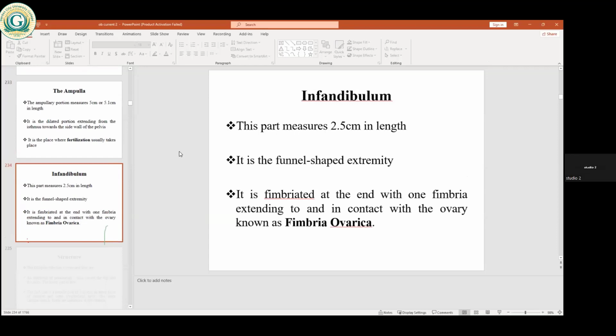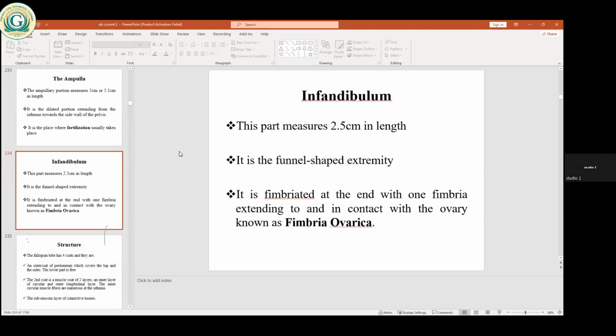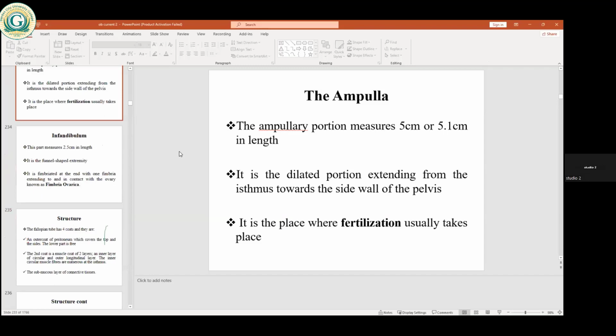And then finally we have finger-like structures. We call them infundibulum. It is 2.5 in length, the funnel-shaped extremity. It is fimbriated at the end with one fimbria extending to and in contact with the ovary, known as fimbria ovarica. So let's go back to the diagram I've been showing you.